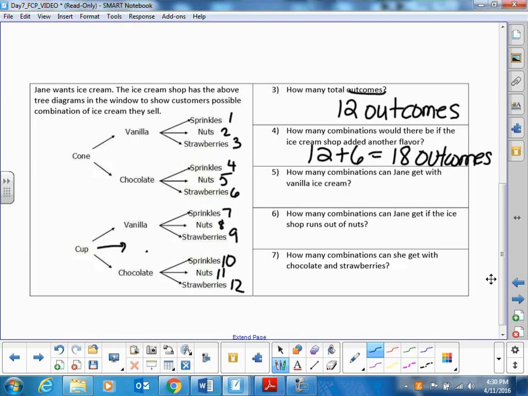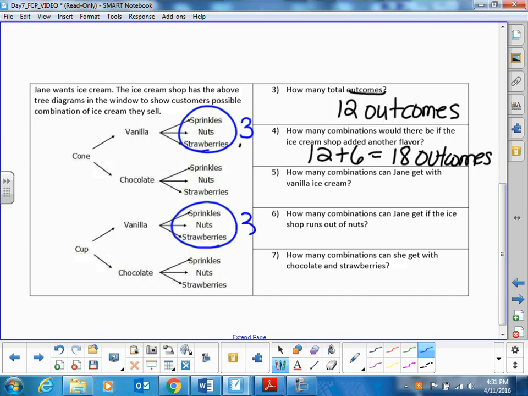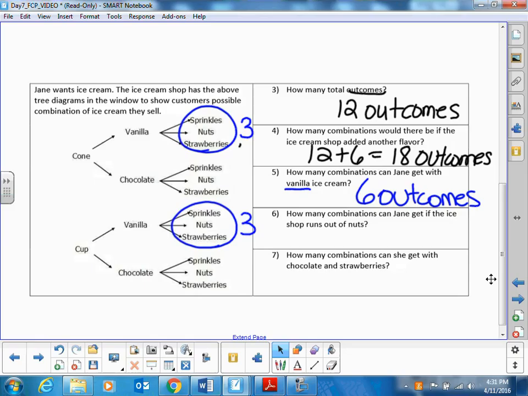How many combinations can Jane get with vanilla ice cream? So if we go back and we look, let me erase this. How many are with vanilla? Well, here's 3 with vanilla, and here's 3 with vanilla. So how many total combinations come with vanilla? That would be 6. 6 options, 6 outcomes, 6 choices. All of those go with this.